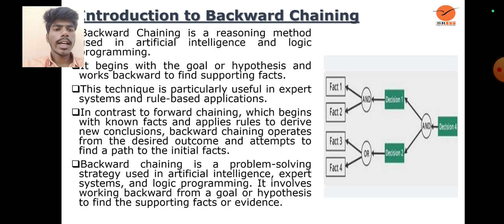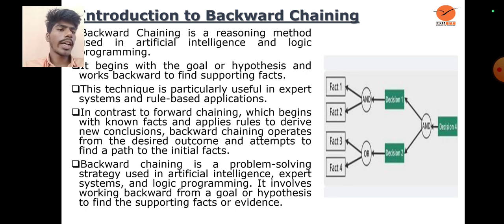In contrast to forward chaining, which begins with known facts and applies rules to derive new conclusions, backward chaining operates from the desired outcomes and attempts to find the path to the initial facts. Backward chaining is a problem solving strategy used in artificial intelligence, expert systems, and logical programming. It works backward from the goal or hypothesis to find supporting facts or evidence.